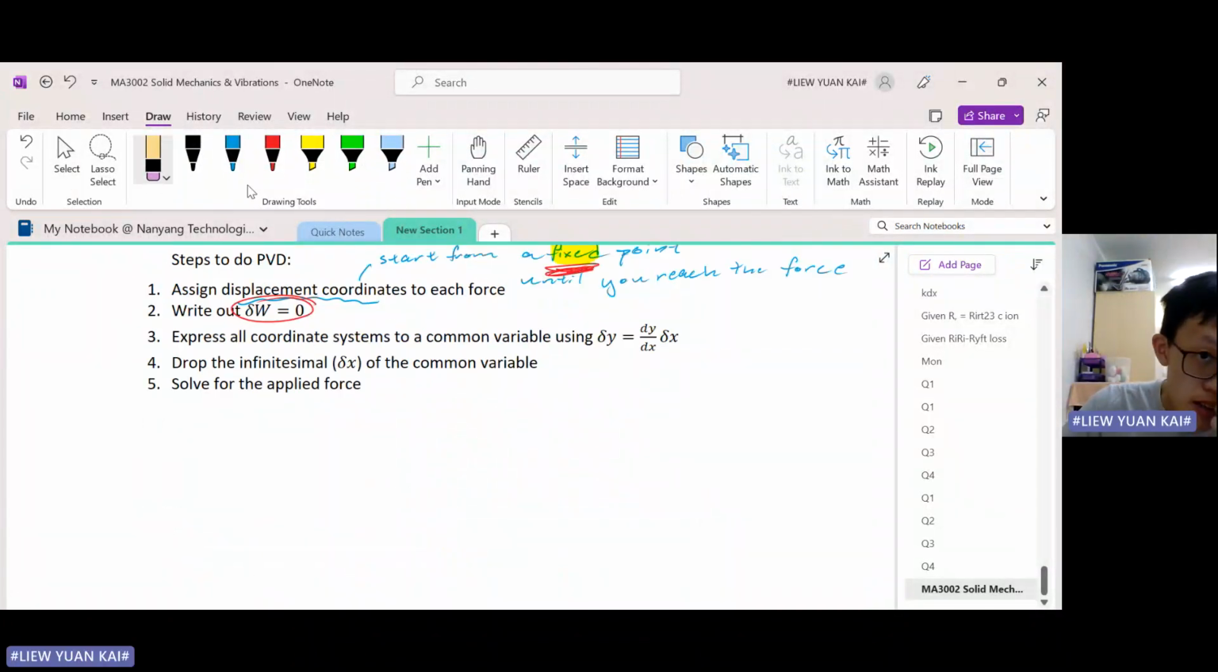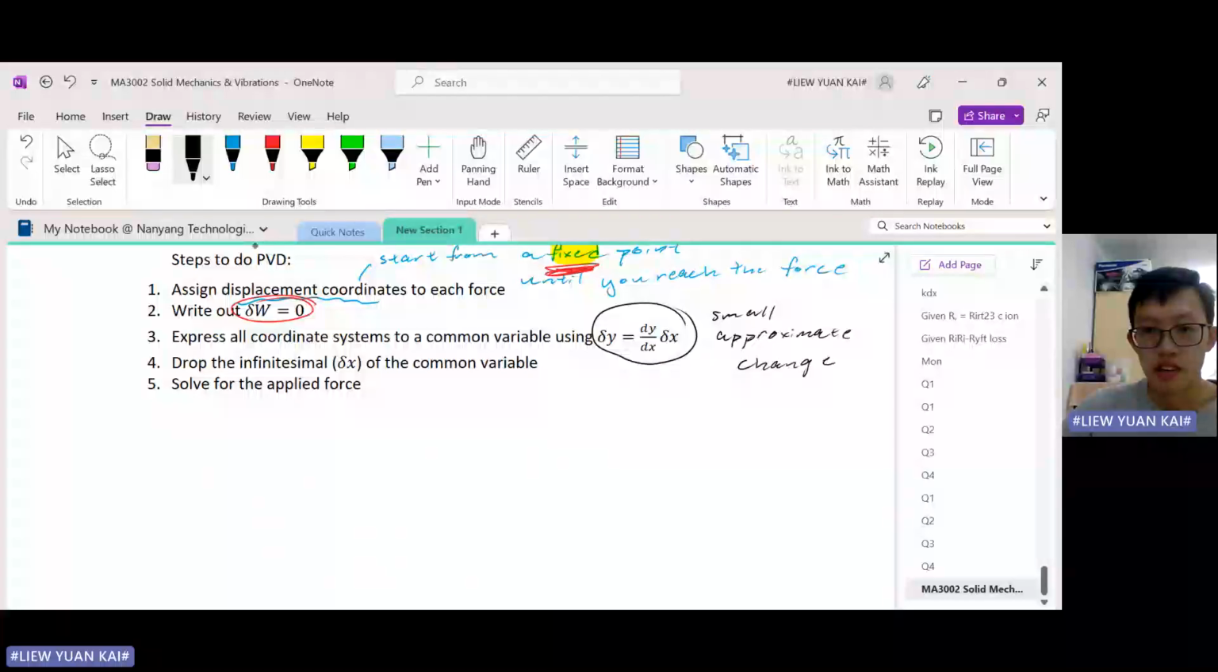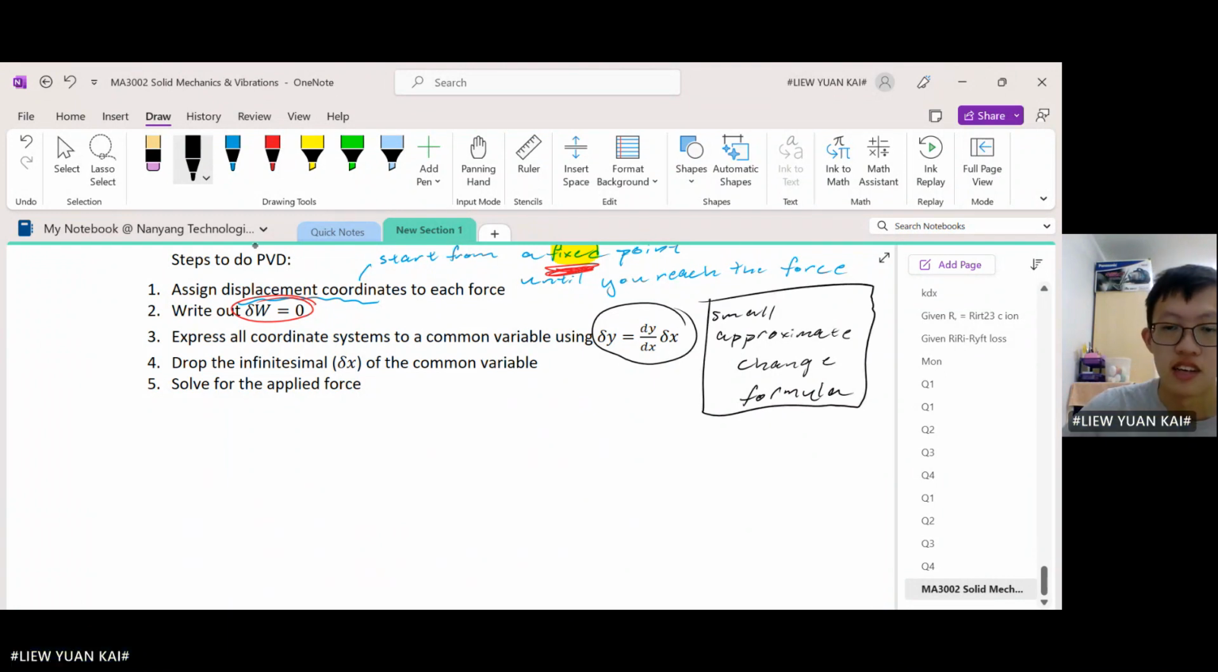Okay, so number 3, I guess, is the trickier bit. Express all coordinate systems to a common variable using this. If you don't know, this is called the small approximate change formula. I learned this when I was at O level, so I don't know about you guys if you remember this. I remember studying this in A math. Yeah, so small approximate change. It makes sense. So you see, this formula makes sense.